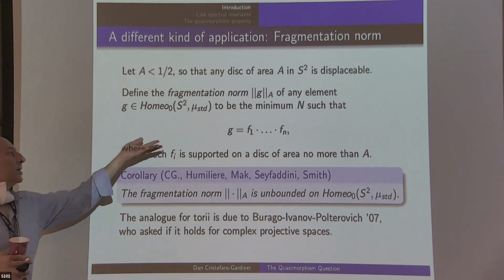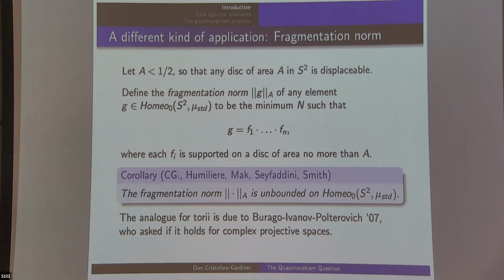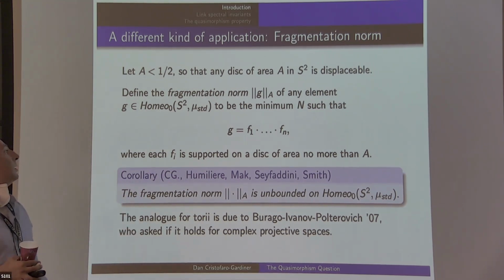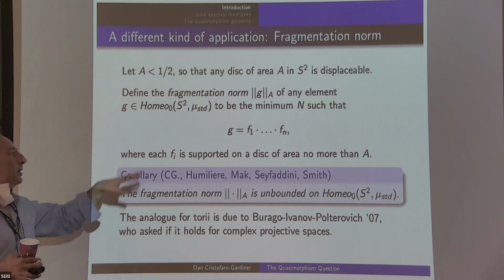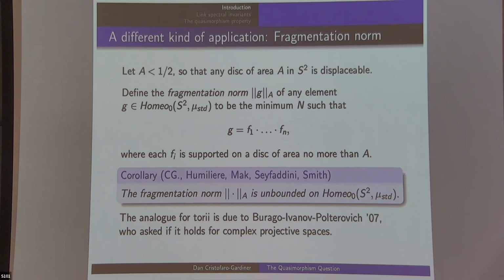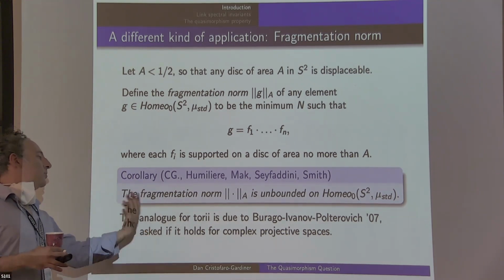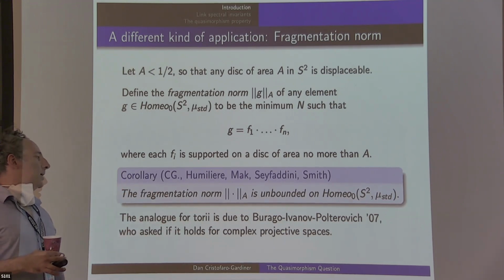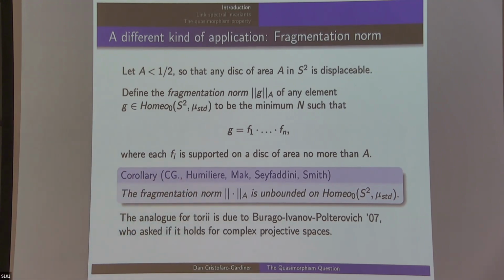It turns out that you can always do this. This is going to be finite for every group element, but we show using our quasimorphisms that this fragmentation norm is again unbounded. So there are elements of this group that are really hard to write as a product of elements that are supported on displaceable disks. And this answers, well, maybe a special case of a question of Barago, Ivanov, and Polterovich, who showed the analogous result for the standard tori, but they asked if it holds for complex projective spaces of any dimension. Actually, they were proving it for diffeomorphisms, but even for diffeomorphisms, this is a new result. But it works for homeomorphisms as well.